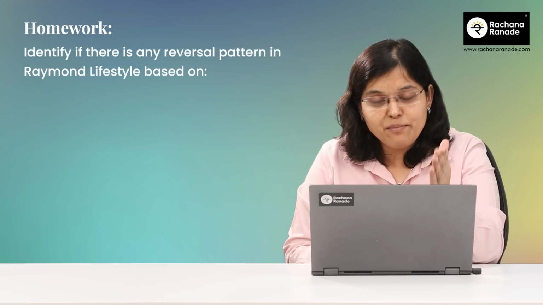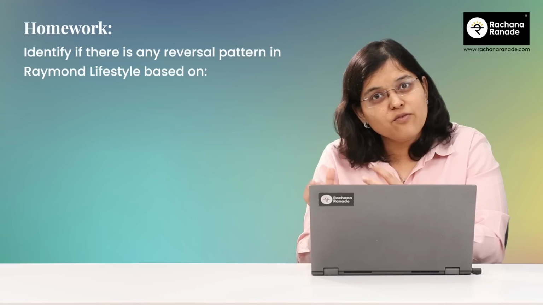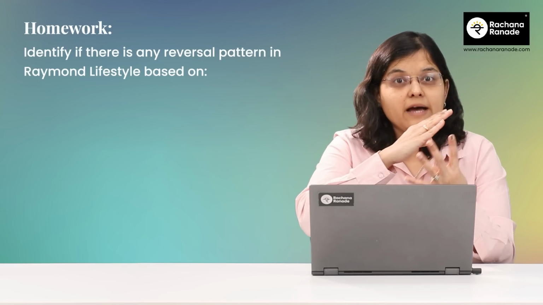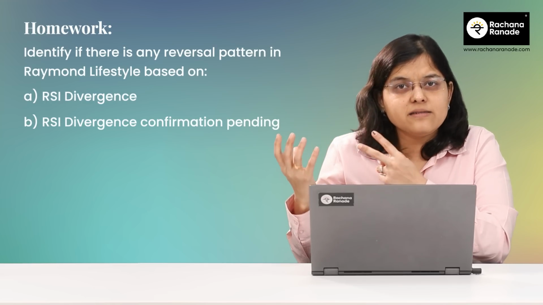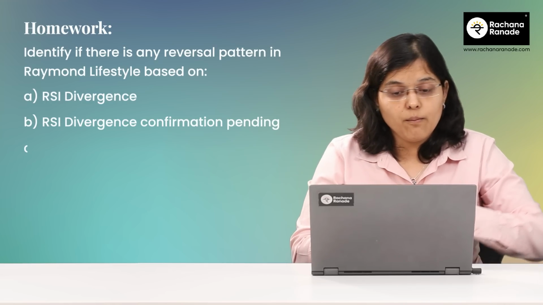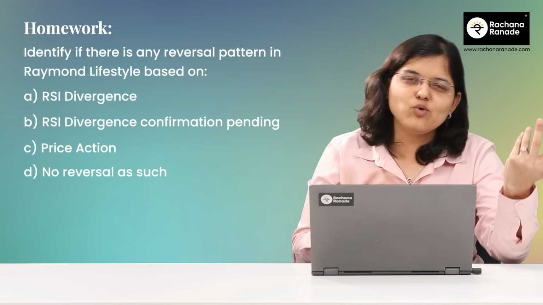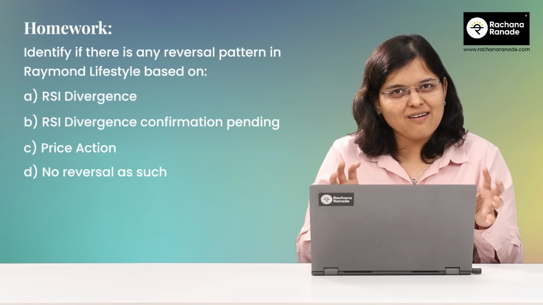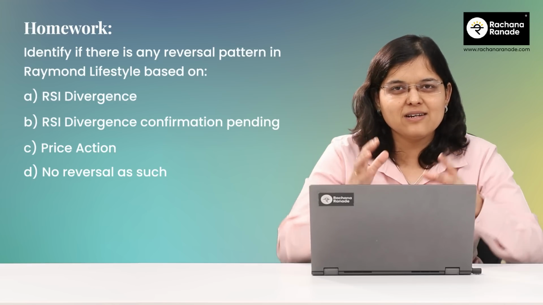Now, coming to the grand finale, which is a homework. What you have to do is check the chart pattern for Raymond Lifestyle. Study the chart, Raymond Lifestyle, and you have to tell me whether there is a reversal that you can identify in the stock based on either of the 4 parameters. Number 1, can you see an RSI divergence? Number 2, can you see RSI divergence but confirmation is pending? Possibility number 3, is it based on price action analysis? And possibility number 4, kuch bhi, there is no reversal. Okay, so it's like Kaun Banega Crorepati, A, B, C, D. What you have to do is just tell me in the comment section A, B, C, D, what is the right answer according to you.